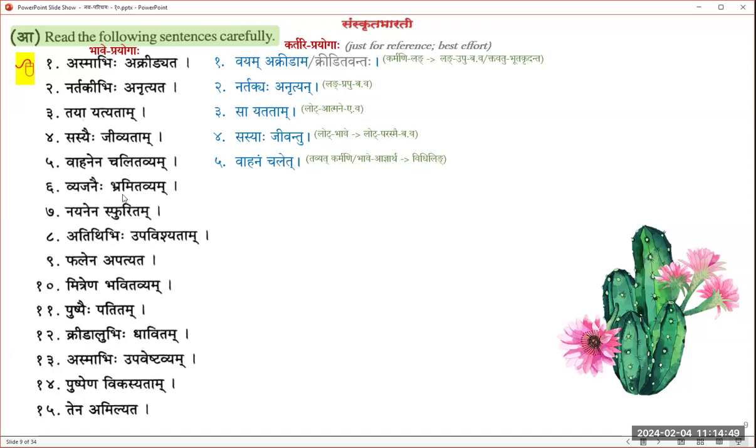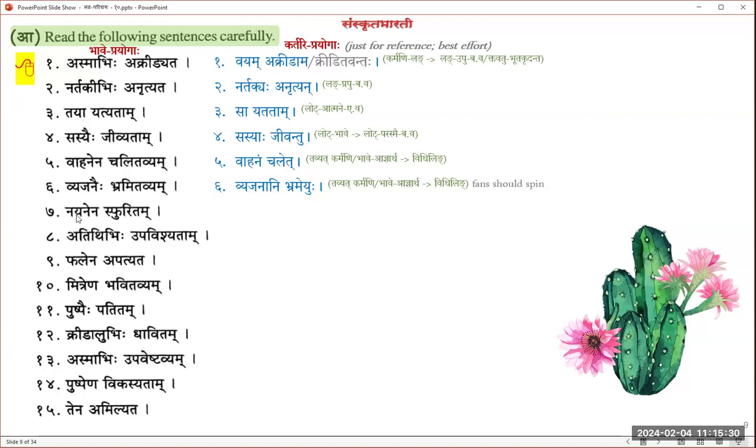Vyajanaihi bhramitavyam. Vyajanam means fan. Vyajanaihi, by the fans, bhramitavyam. It should be spun, but singular. Again, Tavyat in singular and in napumsaka. Not tavyaha, not tavya, but tavyam. So, vyajanani bhrameyuhu. Vyajanam, vyajanani, bahuvachana, because vyajanaihi has to go to vyajanani. Bhramitavyam has to go to plural here because of kartari. And bhrameyuhu in vidhiling.